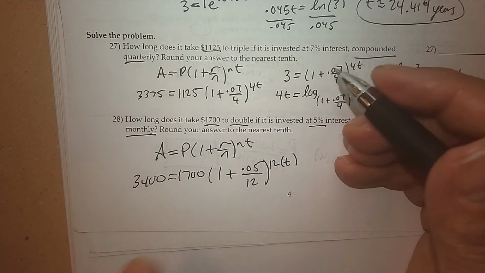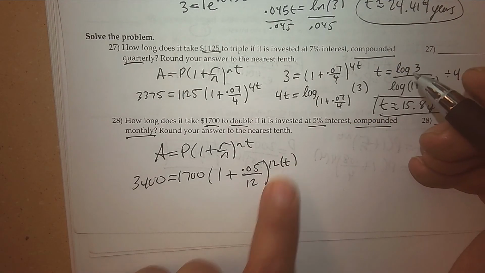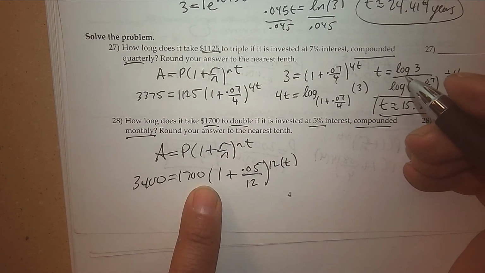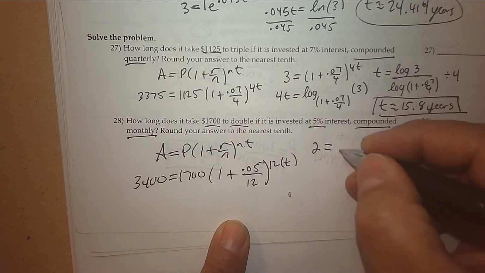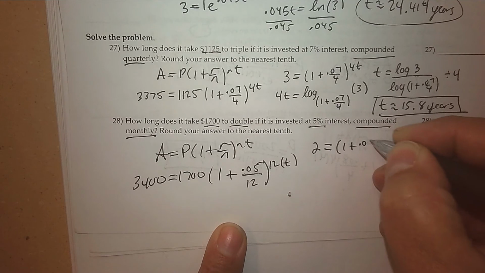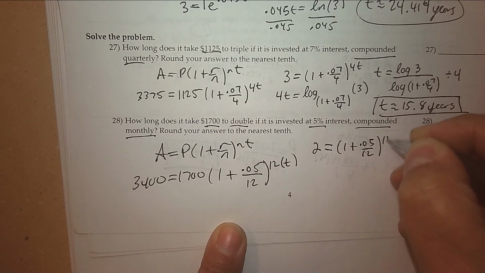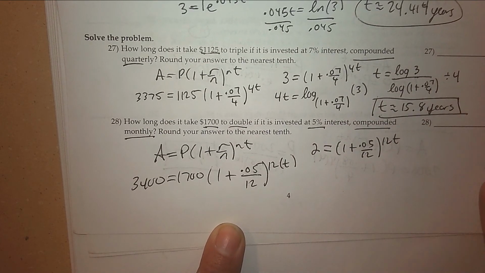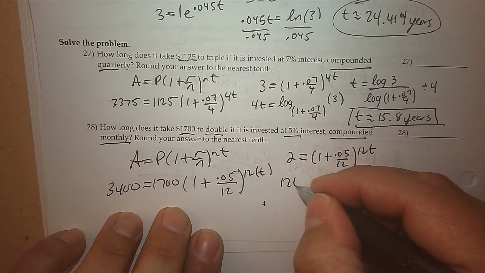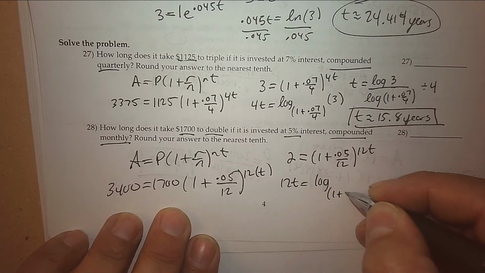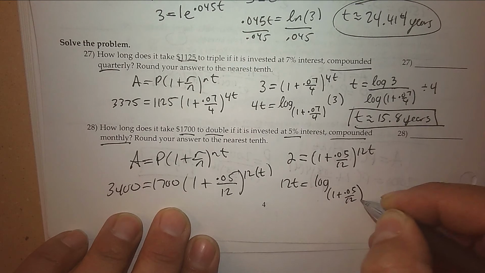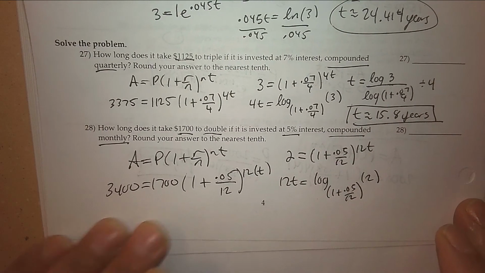So step 1 is to isolate the exponential part. In front is 1,700. It's multiplying, so I'm going to divide. When I divide it, it's going to equal 2 because they're doubled. To get t by itself, we're going to write it as a logarithm. The exponent is 12t. The logarithm has this base, 1 plus 0.05 divided by 12. And inside the logarithm is 2.